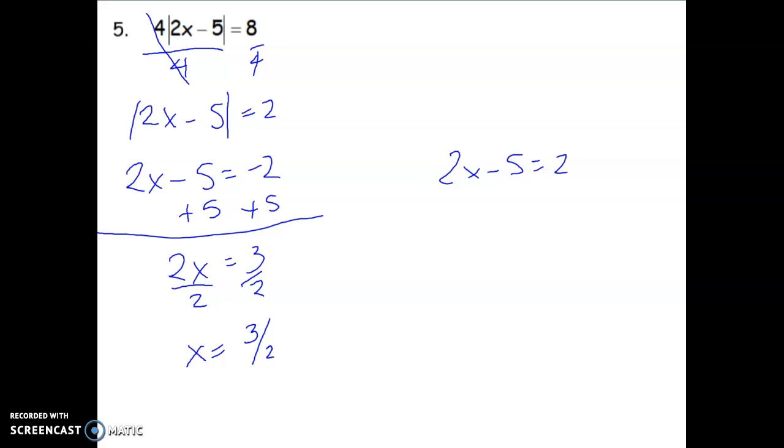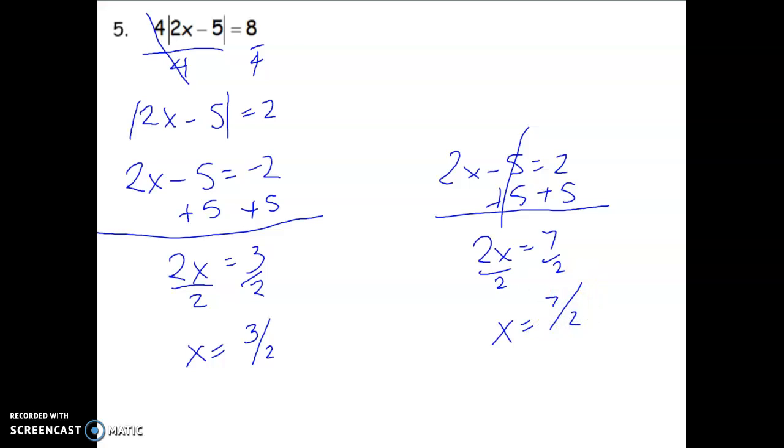Okay, let's do the other one. So I'm going to add 5. So I get 2x equals 7. 2 plus 5 is 7. All right, I'm going to divide both sides by 2. And again, 2 does not go into 7 evenly, so I'm going to leave my answer as a fraction. So my two possibilities here for the quantity x are 3/2 and 7/2.